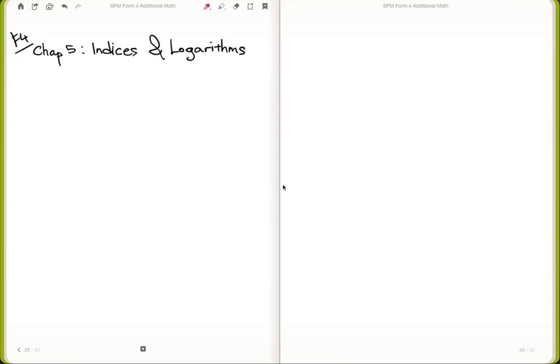Indices and logarithms. In this video we will separate it into two different parts. Part 1, we will deal with indices. And part 2 will be the logarithm and the laws of logarithms.